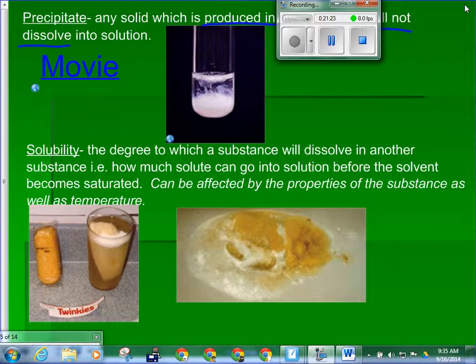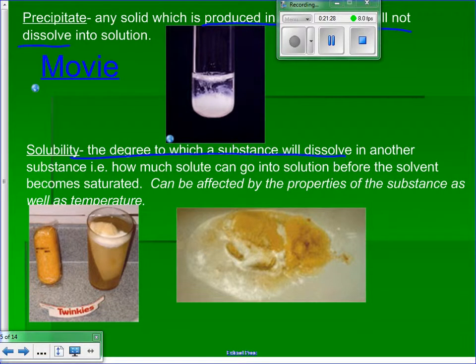Solubility. The definition of solubility strictly is the degree to which a substance will dissolve in something else. So how much solute can go into solution before the solvent becomes saturated. If something is saturated, it can't hold any more. Now, that can be affected by the properties of the substance, as well as temperature. We talked about that. You could stir it, you could heat it up, you could change the pressure. All of those things can change how much of something dissolves in something else.